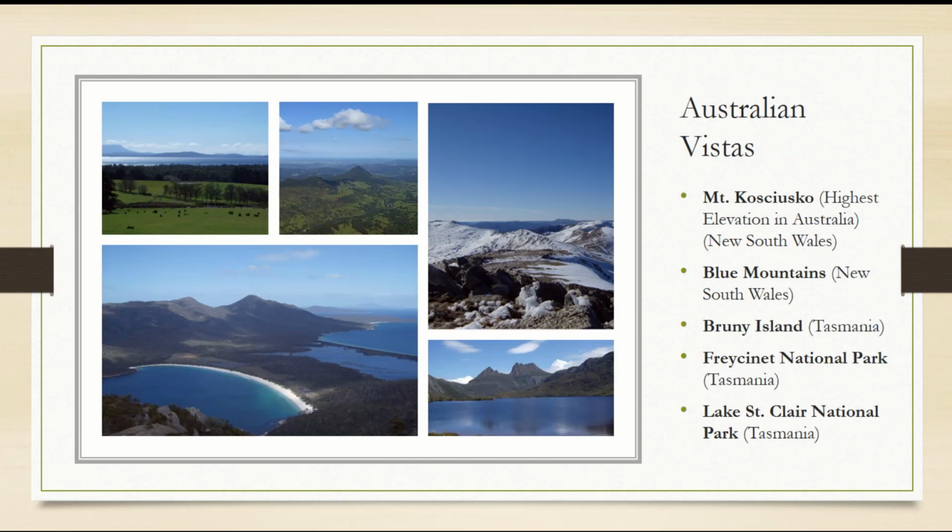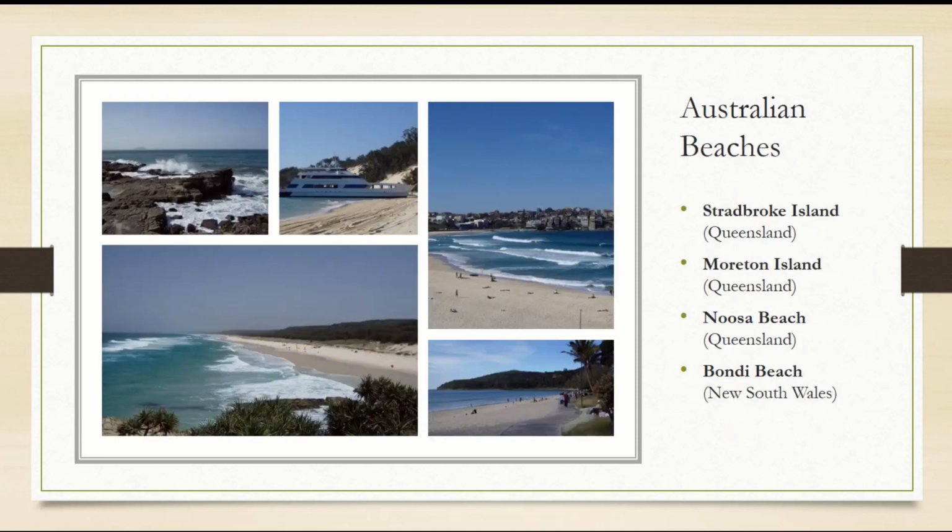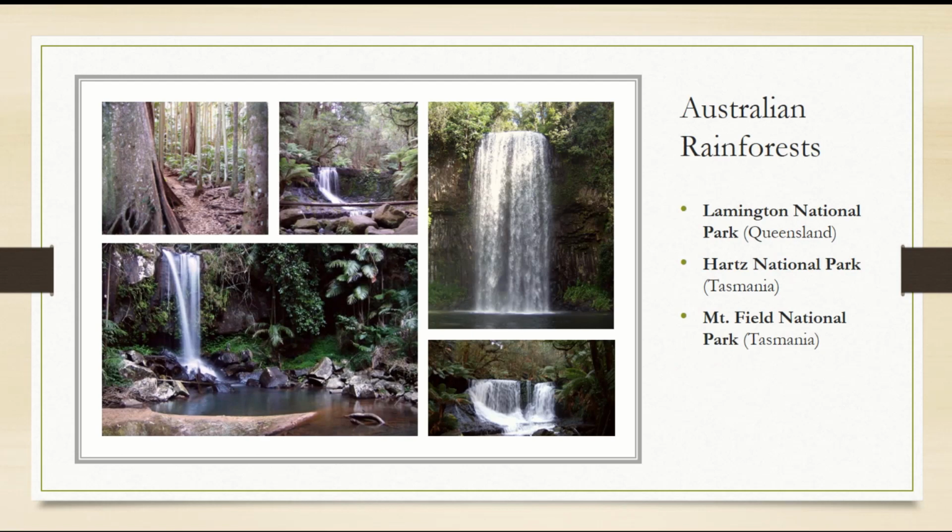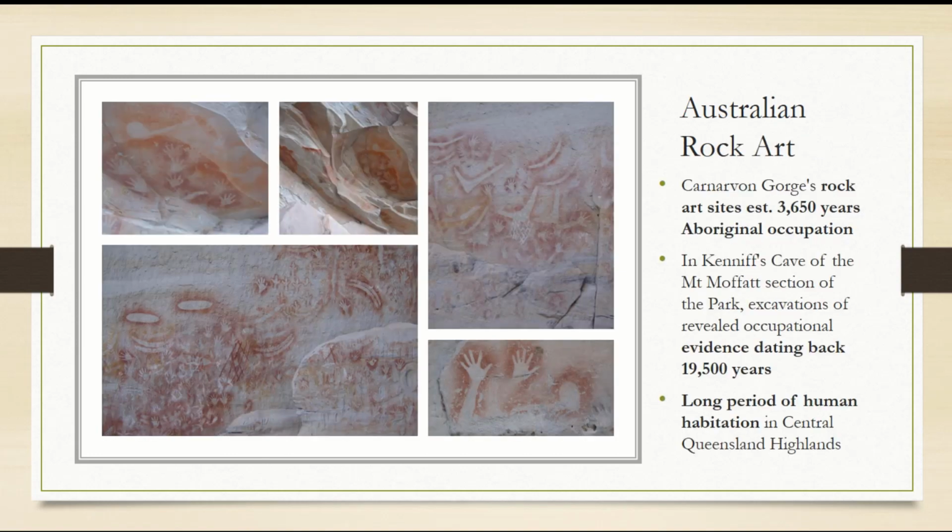These photos provide an overview of the geographies that I visited in Tasmania and New South Wales. The Queensland and New South Wales beaches that I visited were pristine. The rainforests that I hiked in were filled with birdsong, lush vegetation, and gorgeous waterfalls. The Aboriginal rock art sites that I visited at Carnarvon Gorge reflect a long history of human occupation.